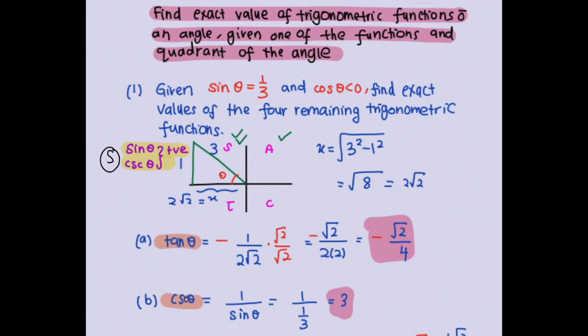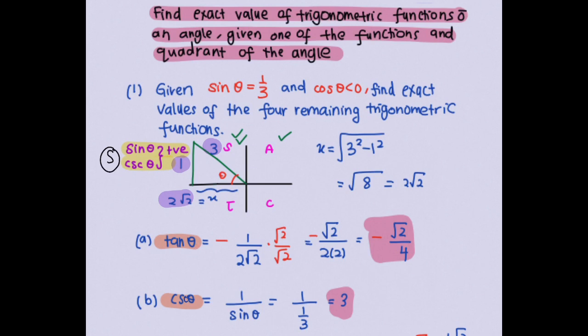So now let's fill in what we know. Sine theta is 1 over 3. So put your theta here. And then sine is opposite over hypotenuse. So 1 over 3. So let's find this using Pythagoras Theorem. It is 3 squared minus 1 squared. Put it under square root. It is 8, which is 2√2. So now this is 2√2. This part is 1. This part is 3. Now let's find the 4 remaining trigo functions.